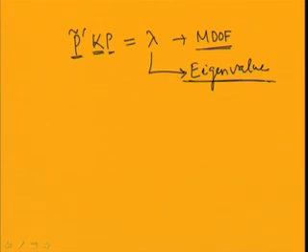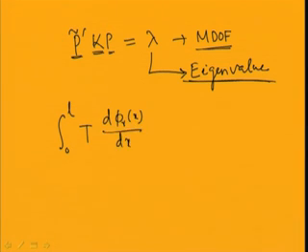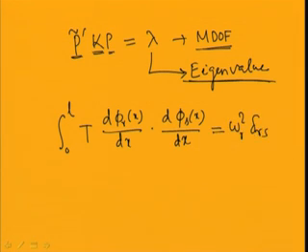Similarly, in this case also you can show that this integration from 0 to L of t d phi r x by dx into d phi s x by dx will be equal to omega r square delta r s, where omega r is the rth mode frequency and omega r square is equivalent to the eigenvalue of the system. So, in this case we will prove this thing.